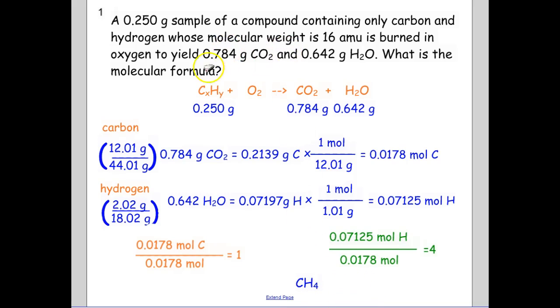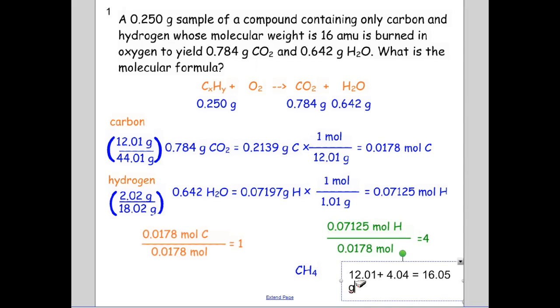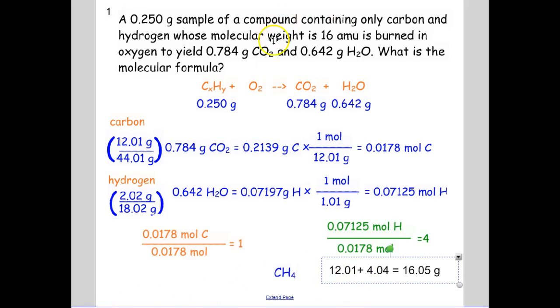The problem said find the molecular formula. So let's figure out the empirical weight of CH4. Carbon is 12, and each hydrogen is 1.01. So it turns out that my empirical formula and my actual formula are the same. This is methane.